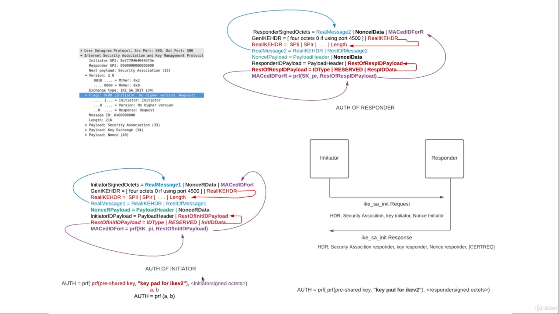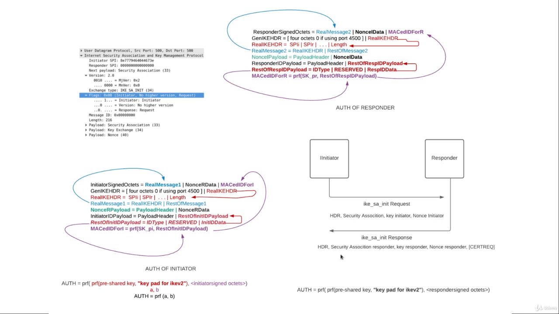Then each side takes the signed octets and then hash it with the key which is the outcome of that operation. So if we symbolize the outcome of pseudo-random function of the phrase IKEv2 payload, against the pre-shared key as A, and the signed octets as B. The authentication is the outcome of pseudo-random function of the phrase keypad for IKEv2, hashed using the pre-shared key, and that is used as a key to hash the signed octets. So, it is really complicated for anyone eavesdropping into the conversation to guess the pre-shared key.